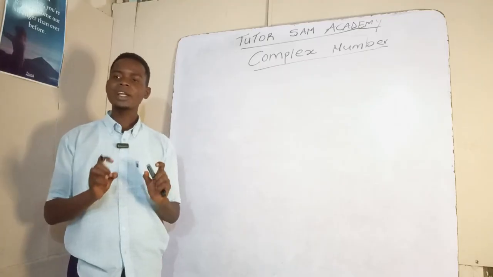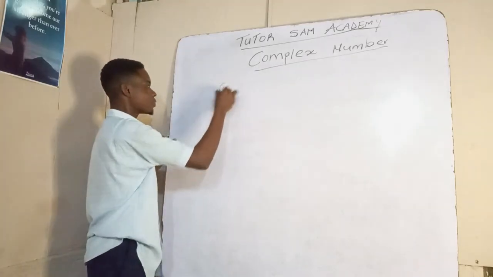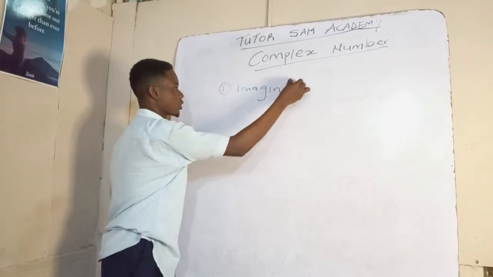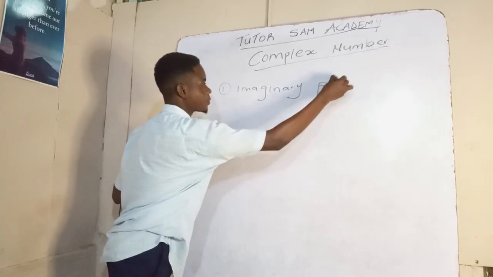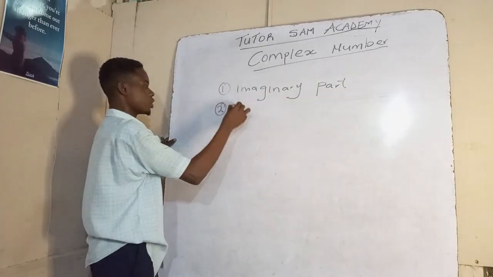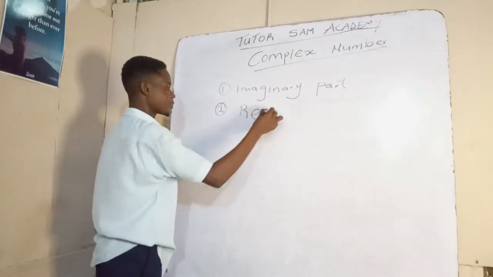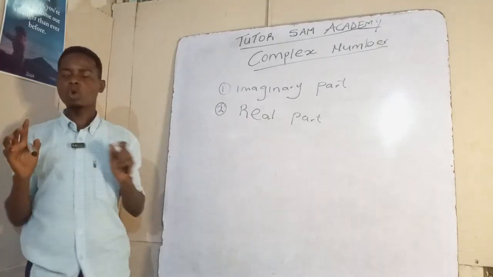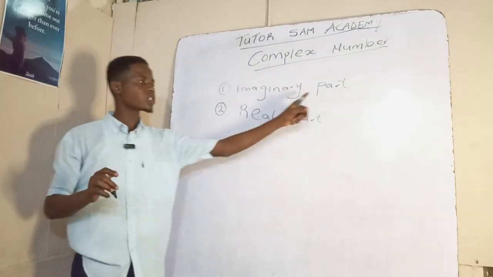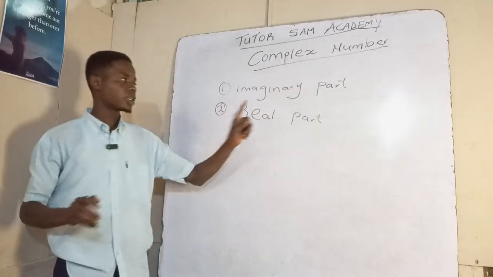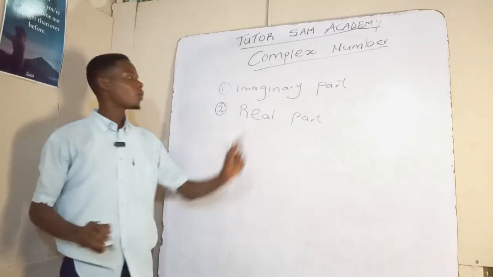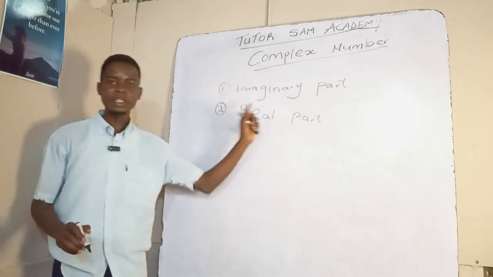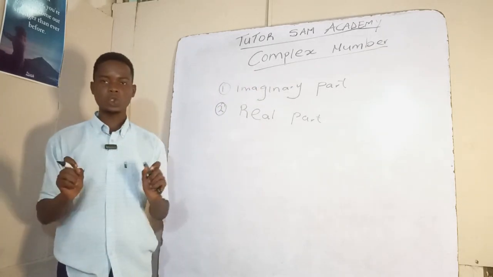Complex numbers are numbers that have both an imaginary part and a real part. So these are the two major components of a complex number. A complex number must have what? An imaginary part and what? A real part. Are you following me? Now, a complex number must have an imaginary part and also a what? A real part. So that is the first thing you should take note of.